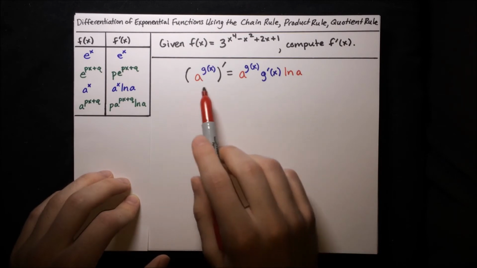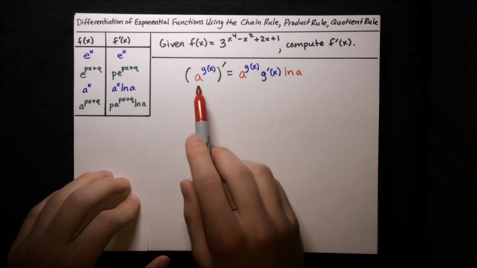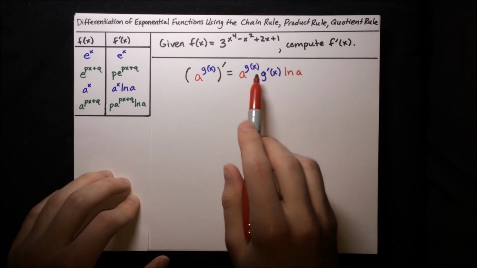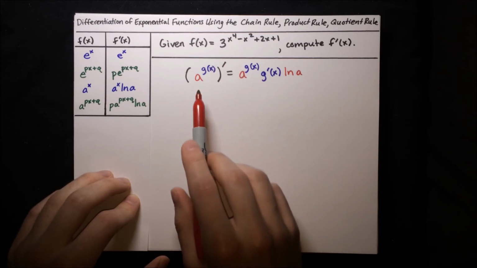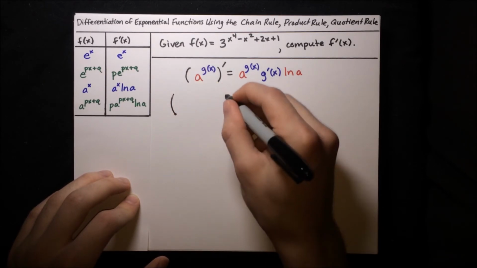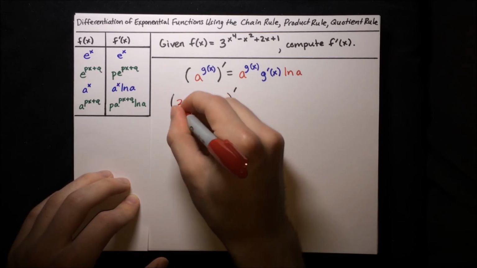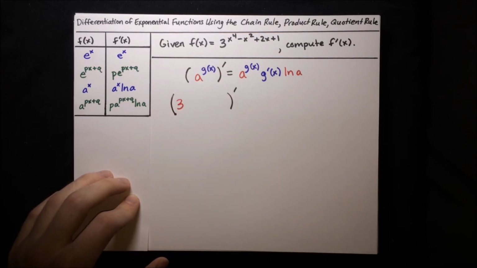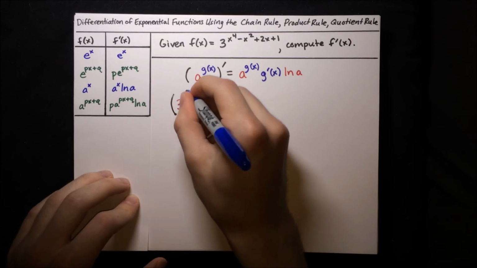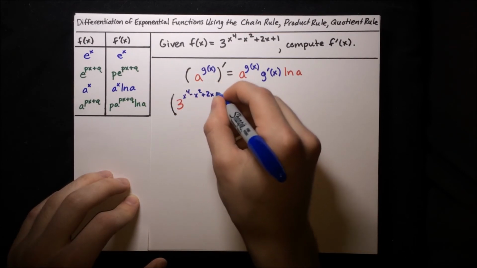This really just comes from the chain rule, but don't worry too much about it now. We'll go over it in the next slide, but right now we just want to go ahead and apply this rule to the problem at hand. So the problem at hand takes the form a to the g of x, where a is 3, and then g of x is that polynomial exponent, so x to the 4th minus x squared plus 2x plus 1.